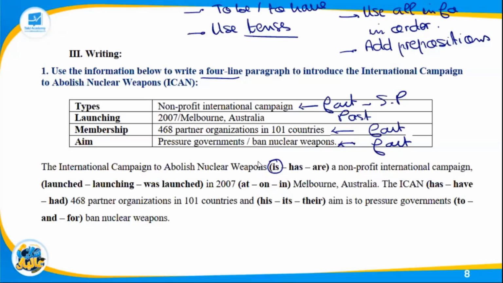Then: launched, launching, was launched in 2007. Was launched. Let's see, this is pretty easy. We don't know who carried out the launch. Okay, the focus was on the object, which is the non-profit international campaign. The focus was on it, not on who carried out the action. Okay, so we are going to use the passive voice. The passive voice: we say was launched in 2007. Is it at Melbourne, on or in Melbourne, Australia?